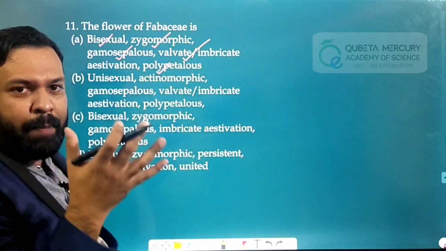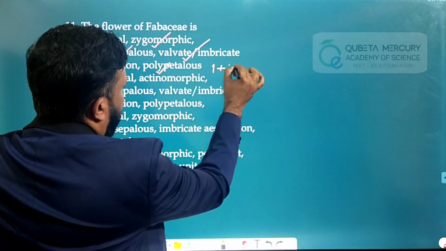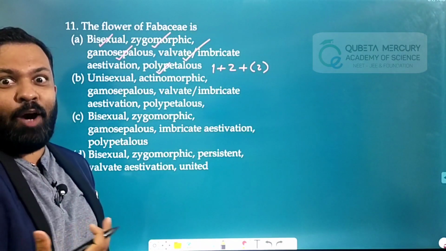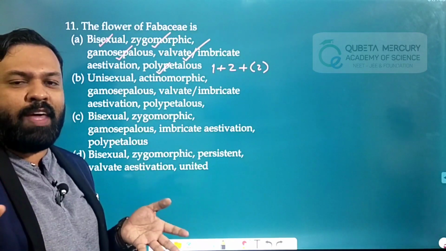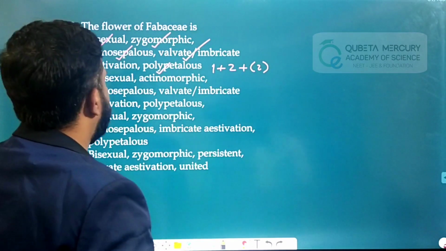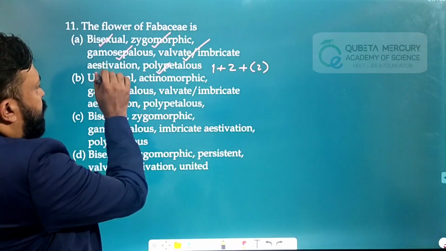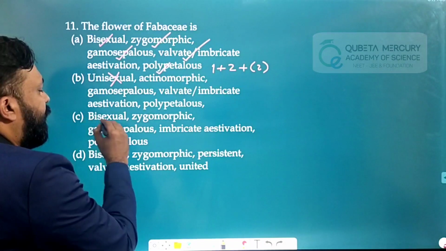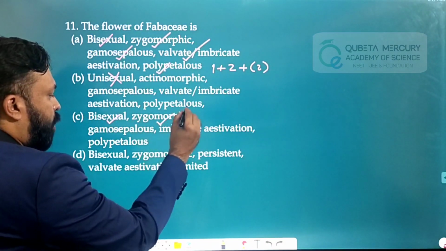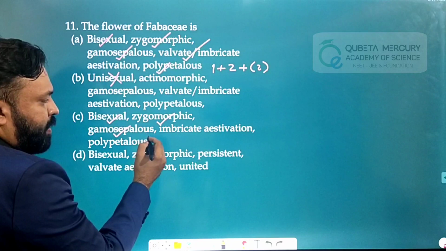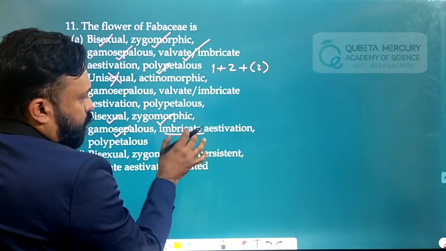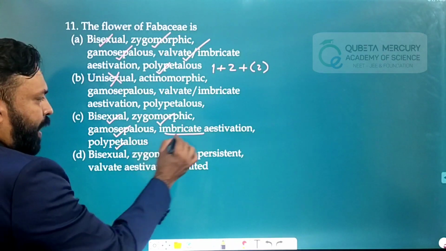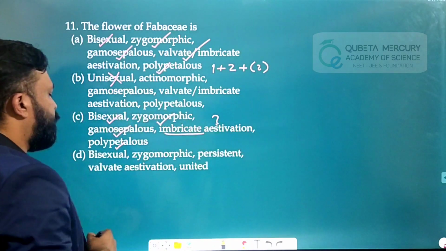Polypetalous, yes, with the papilionaceous corolla arranged as 1 plus 2 plus fused 2. One standard petal, the largest and outermost one, 2 lateral free wing petals and 2 fused keel petals, right. Under option B, unisexual itself is wrong, so leave it. Option C: bisexual, zygomorphic, gamosepalous is okay, imbricate, not only imbricate, sometimes they may be valvate too, and polypetalous, fine. So here comes a clarity issue.